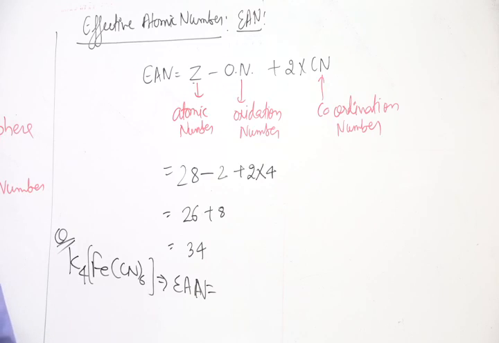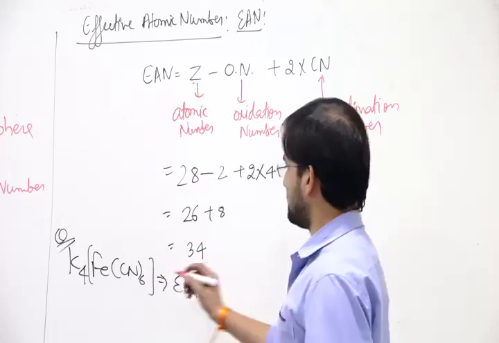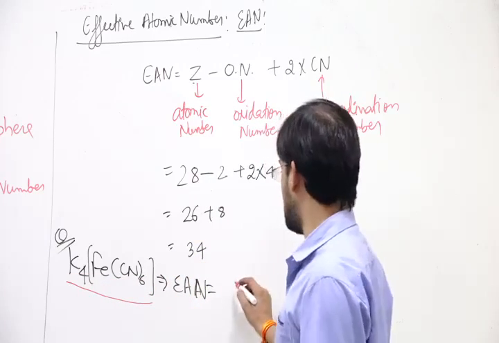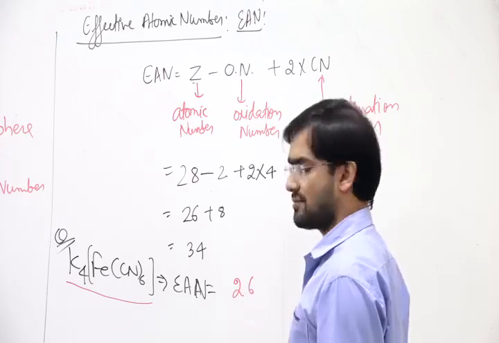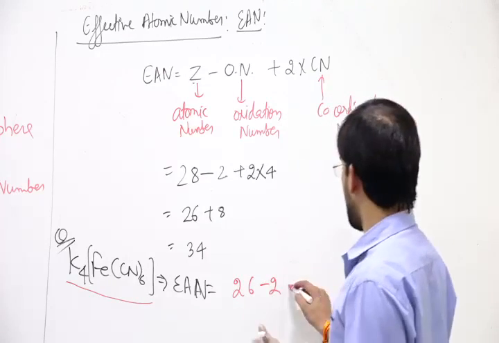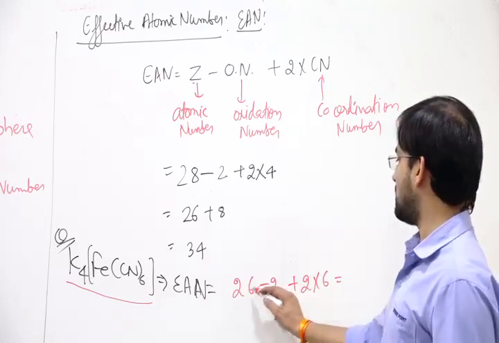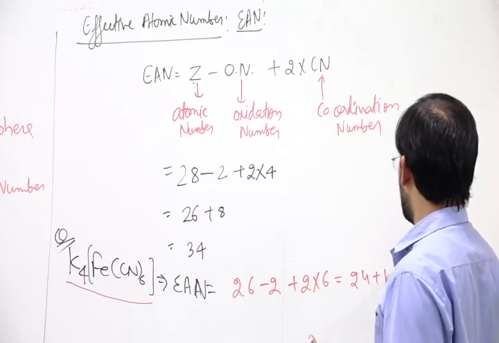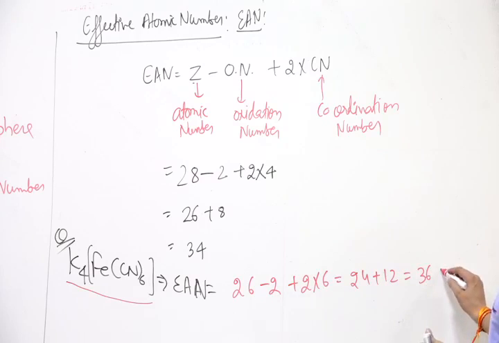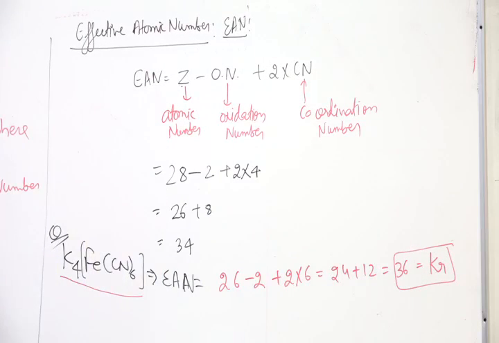Thirty is not the effective atomic number for this compound. We'll see now. This is the compound. Iron is 26, and the oxidation number is minus 2, plus 2 into 6. So 26 minus 2 is 24, plus 12, we get 36. 36 is the atomic number of krypton.